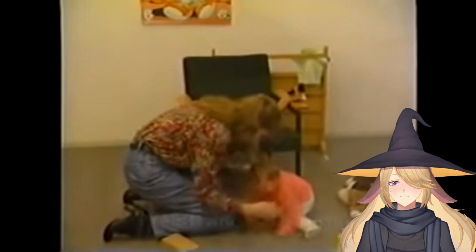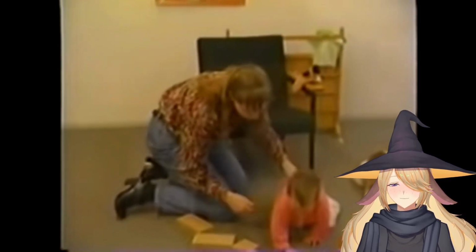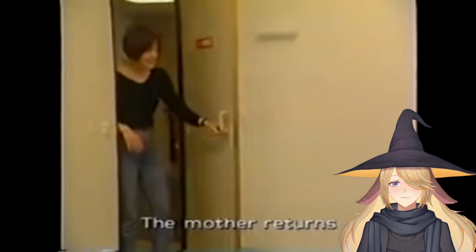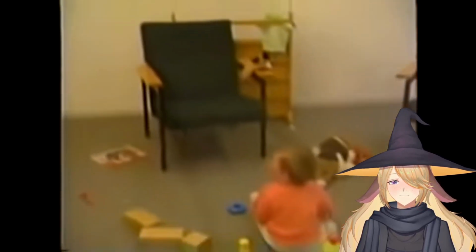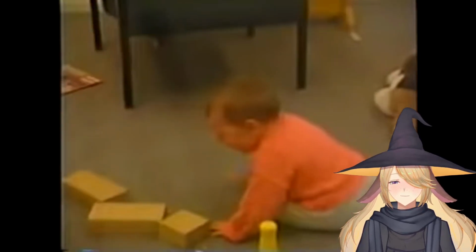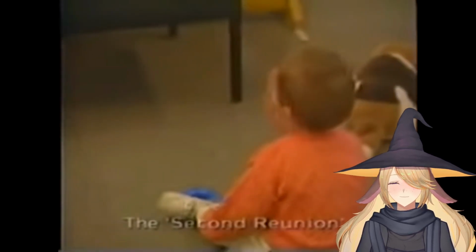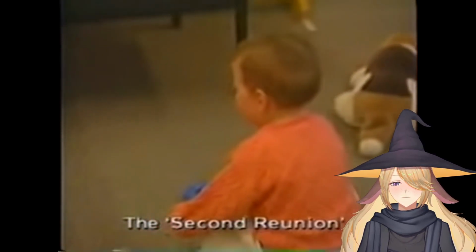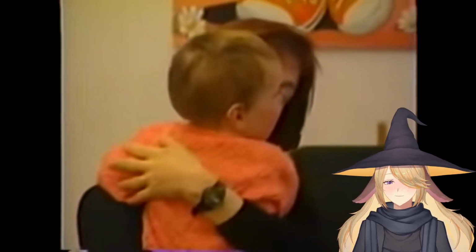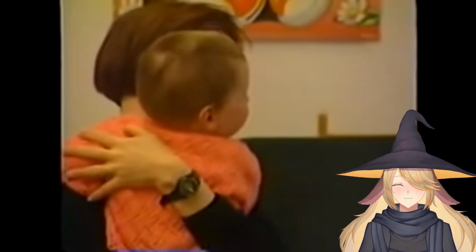Once again, the efforts of the stranger to console Lisa are to no avail. Lisbeth manages to calm her almost at once, and shortly afterwards the observation ends. Lisa showed outward signs of what's called secure attachment.